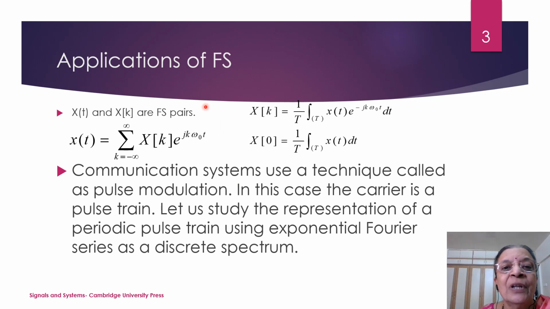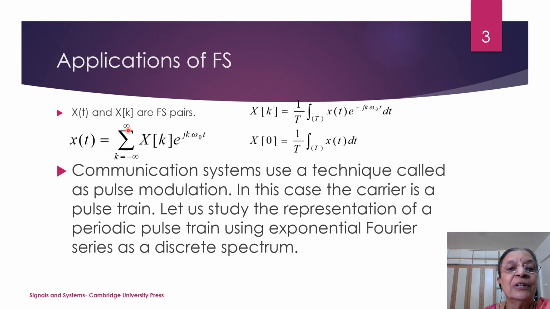Now let us see what are the applications of Fourier series. We know that in communication systems we use modulation and many times we are using pulse modulation. So in this case the carrier signal is a pulse train. So we must know how the Fourier series representation will be for this periodic pulse train, and that we can write in terms of either exponential Fourier series, or we can also write it in terms of the cosine and the sine functions. So here I am assuming that we are representing it as the exponential function.